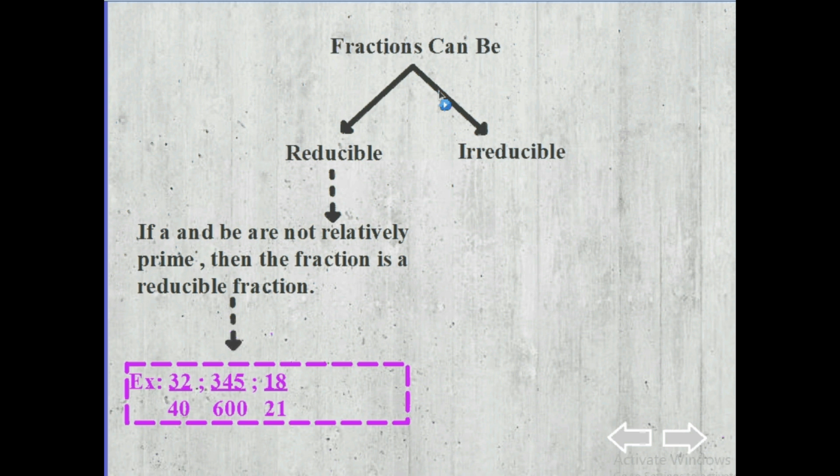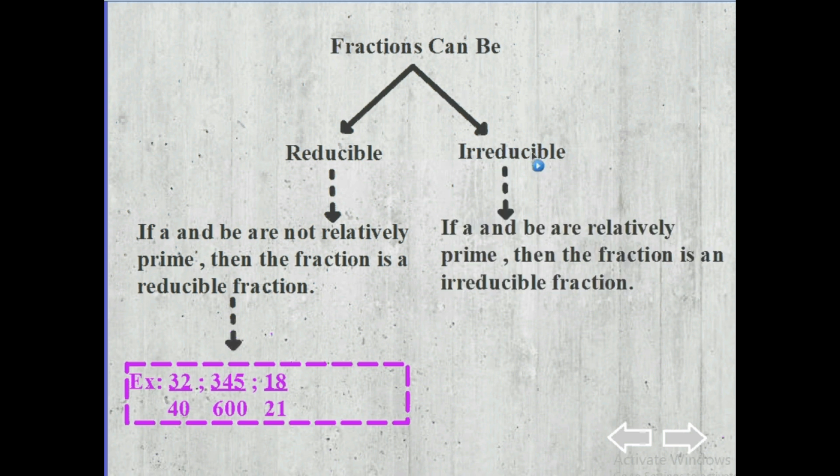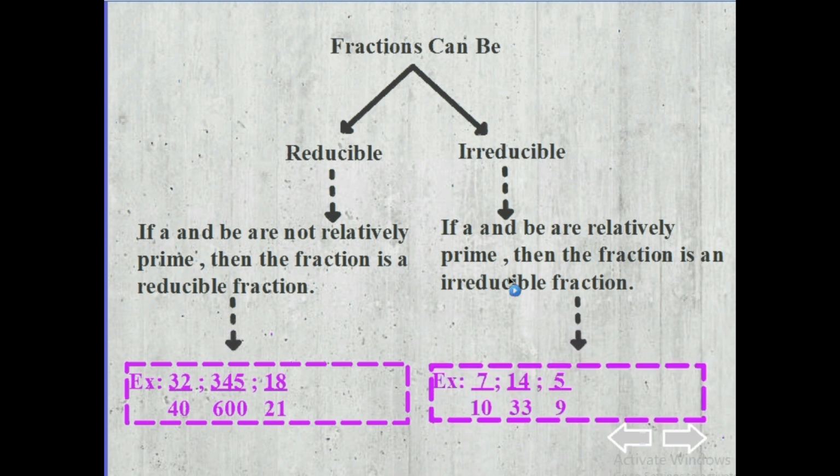A fraction can also be irreducible. If a and b are relatively prime, then the fraction is an irreducible fraction. Example: 7 over 10. 7 and 10 are relatively prime. Their greatest common factor is 1. So 7 over 10 is an irreducible fraction.